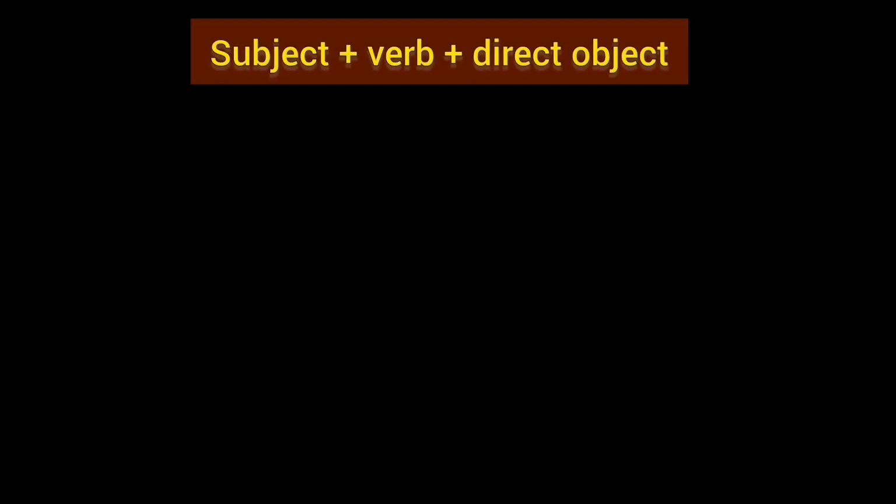Subject plus verb plus direct object. What does it mean? It means that in this structure there will be a subject and then a verb and then a direct object. If you don't know a direct object, let me tell you in simple words that a direct object is a word which is directly affected by a verb in a sentence. I think you are not getting the point. Just look at these examples.